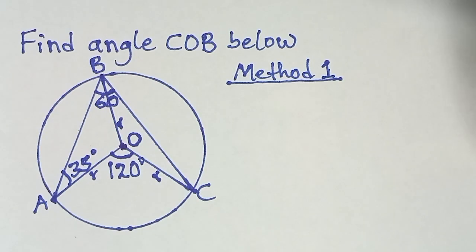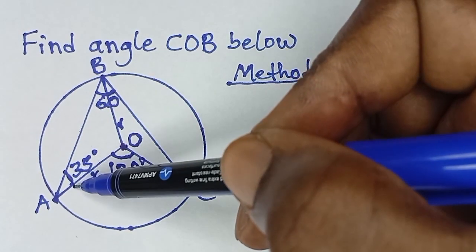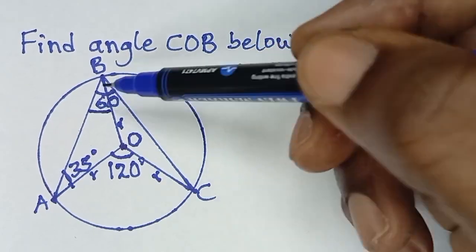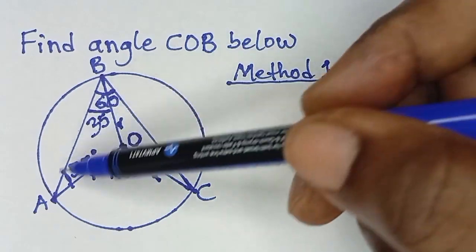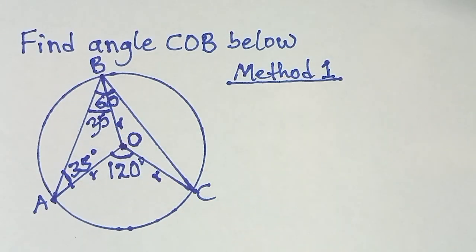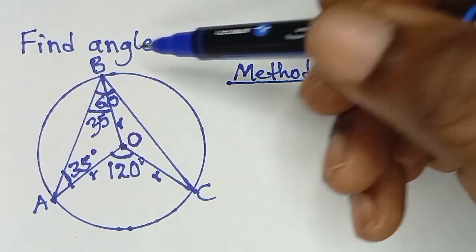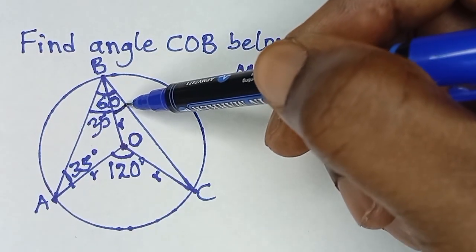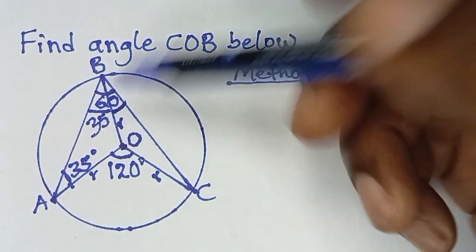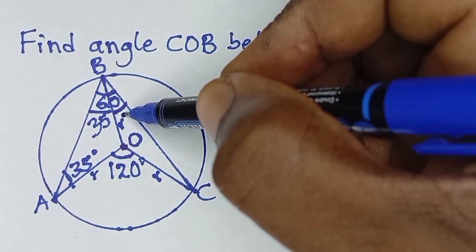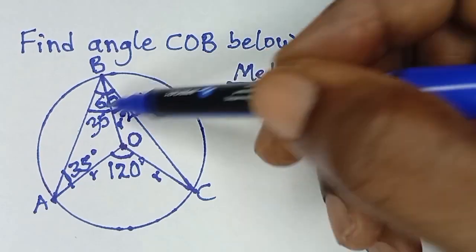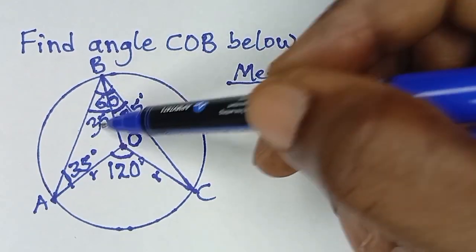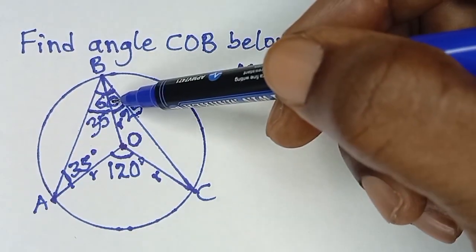So the theorem says that the base angles of an isosceles triangle are equal. So if this is 35 degrees, it means that this second base angle is also 35 degrees because the base angles of an isosceles triangle are equal. So if this is 35 degrees, then this angle here will be 60 minus 35, and that will give us 25 degrees. So this angle is 25, so that the whole of this angle will be 60. So 35 plus 25 will give us the whole angle, which is 60.